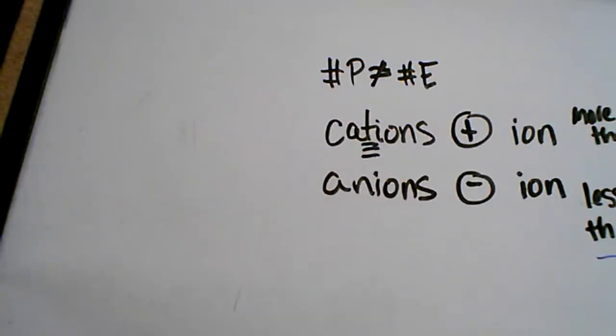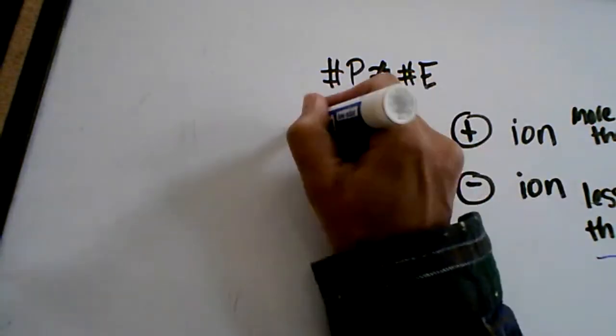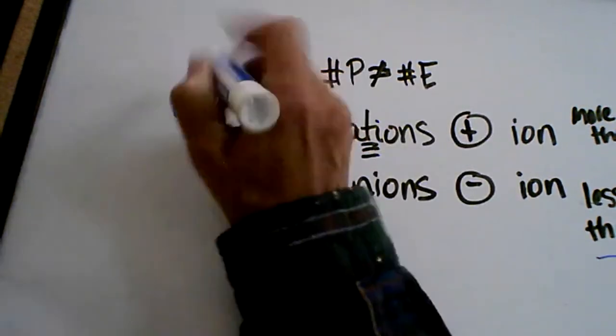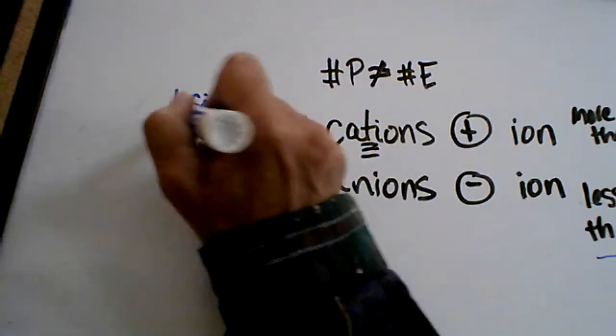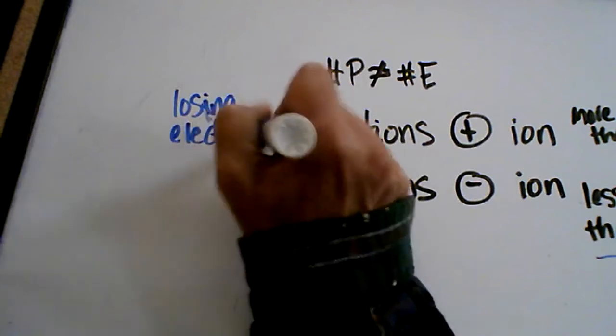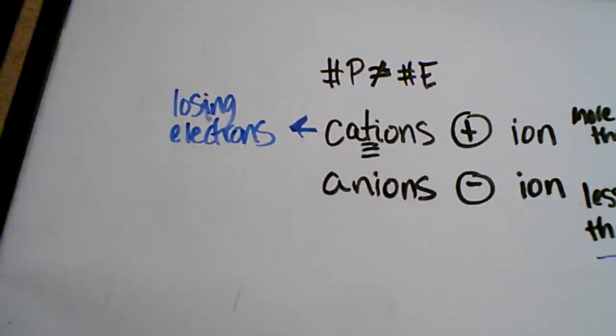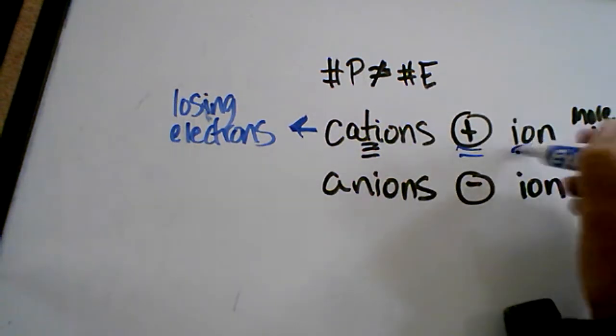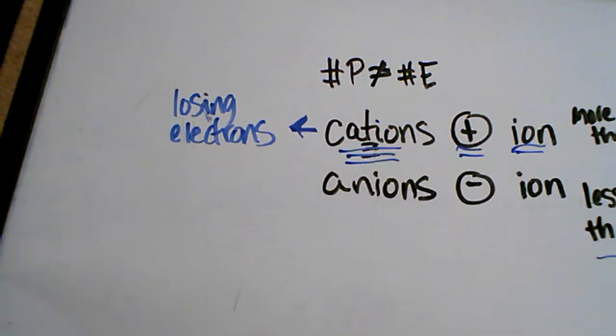How does an atom turn into a cation? It loses electrons. It's not by gaining protons, because then we'd have a different atom, since we'd be changing our atomic number. But when an atom loses electrons, it becomes positive. It is now an ion, and we call that a cation.